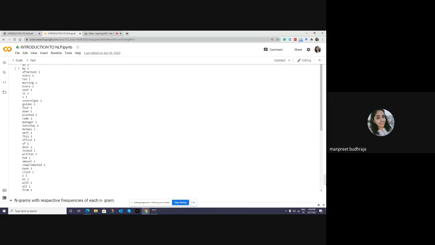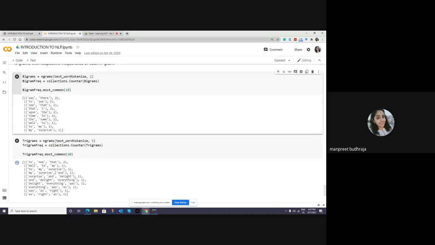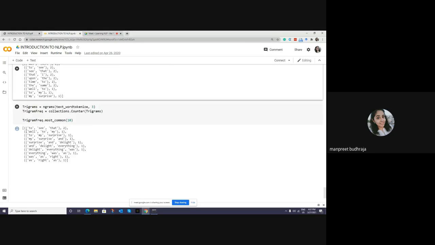Okay, and we calculate the bigrams by giving it the tokenized words we did. And then 2 means if we want to do it in pairs of 2; if we give it 3, it will look at 2 words in the history, and we are just taking the top 10 out of it. Okay, was there comes 2 times, to see comes 2 times, see that comes 2 times. Similarly the trigrams. So this is a very basic intro to NLP.